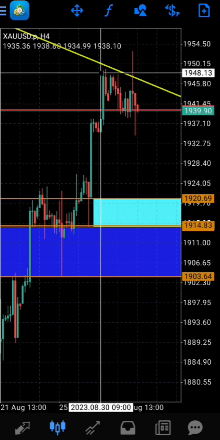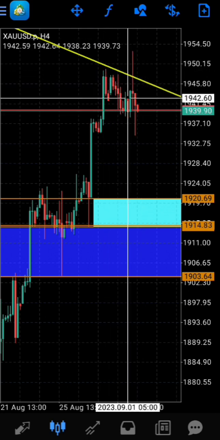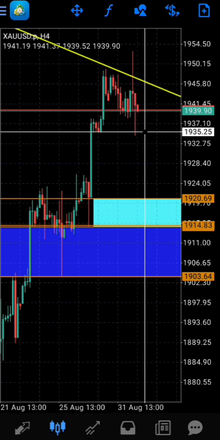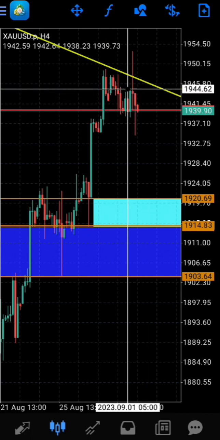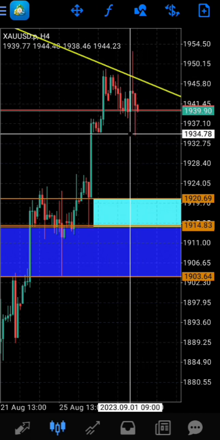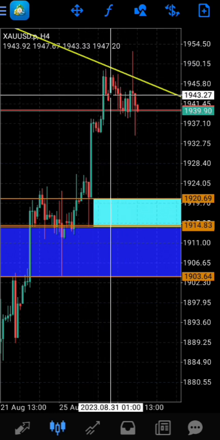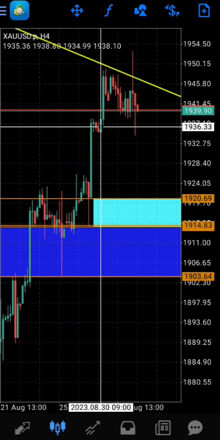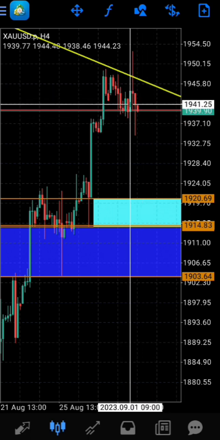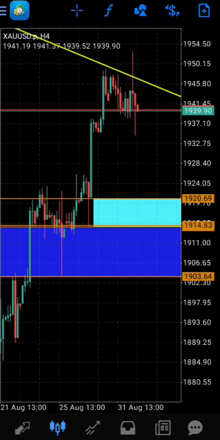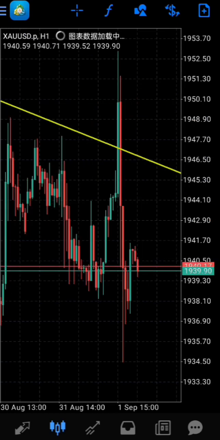So in H4, this zone has already been taken. The price came and took the zone and then dropped. The price rejected here, rejecting the sell zone and rejecting the buy zone. So the price is trapped in the middle. In this special case, we have to change to a lower time frame to look more carefully at where the direction should be. Okay, we change to H1.